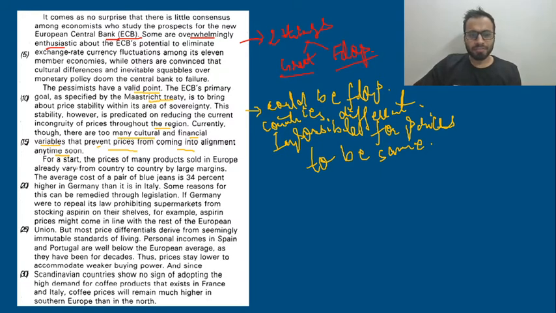Next paragraph. For a start, the prices of many products sold in Europe already vary from country to country by large margins. The average cost of a pair of blue jeans is 34% higher in Germany than it is in Italy. Some reasons for this can be remedied through legislation. If Germany were to repeal its law prohibiting supermarkets from stocking aspirin on their shelves, for example, aspirin prices might come in line with the rest of the European Union.